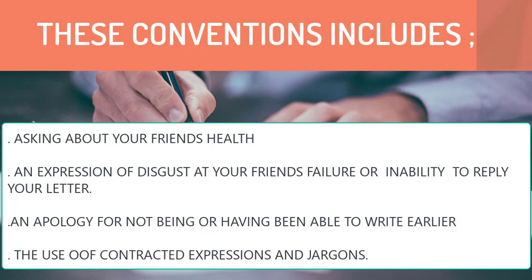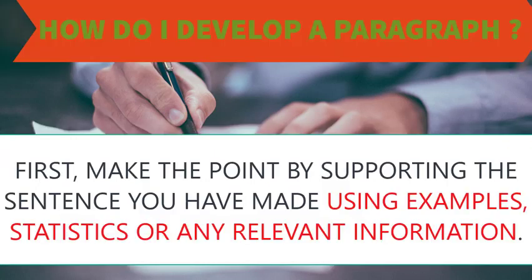It is in the body of the friendly letter that we see the importance of paragraph development. How do you develop a paragraph? First, make the point, then develop the point by supporting the sentence you have made. This is what we call a major support sentence. You can further support the point using examples, statistics, or any relevant information. This is what we call a minor support sentence.